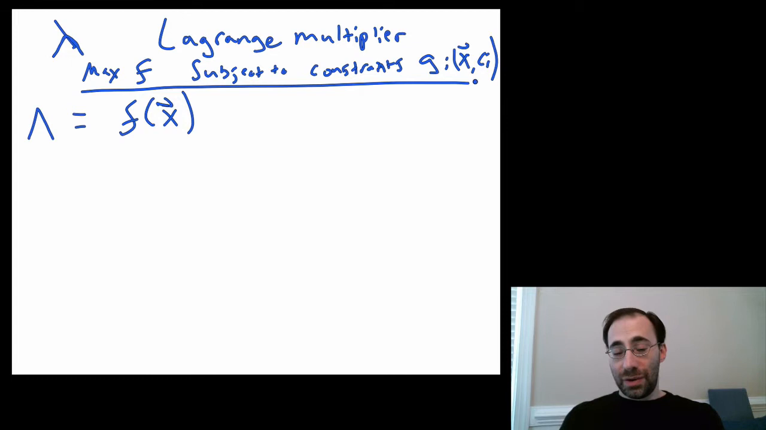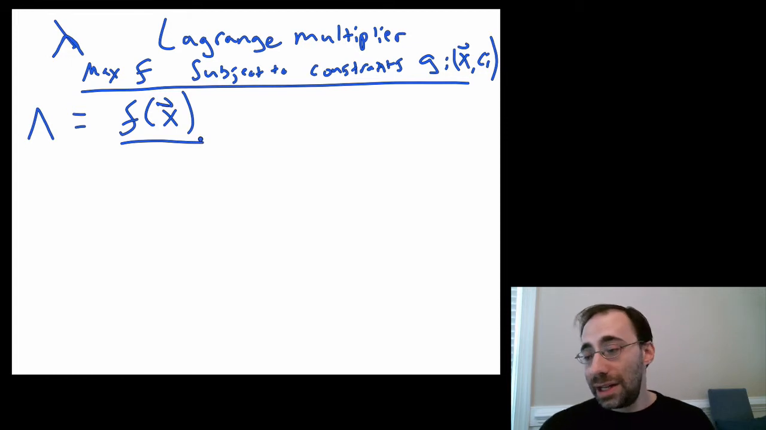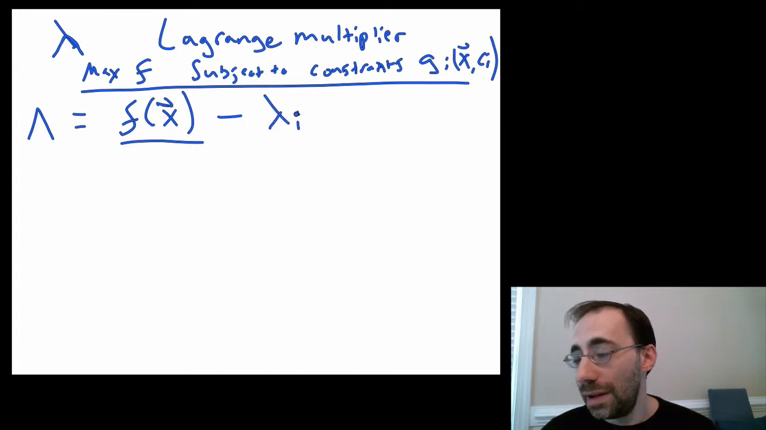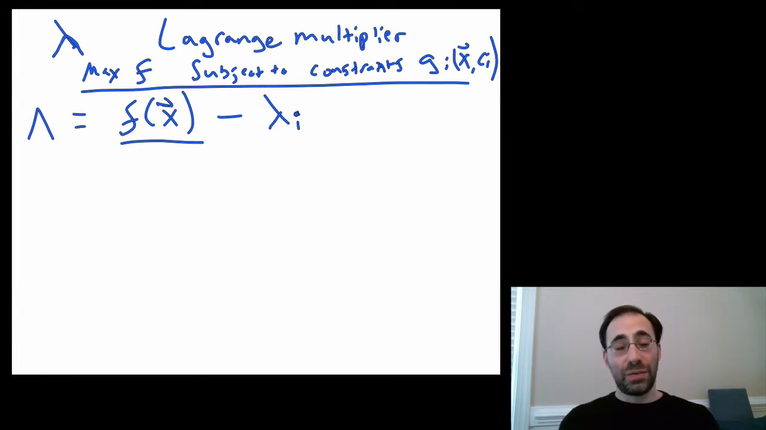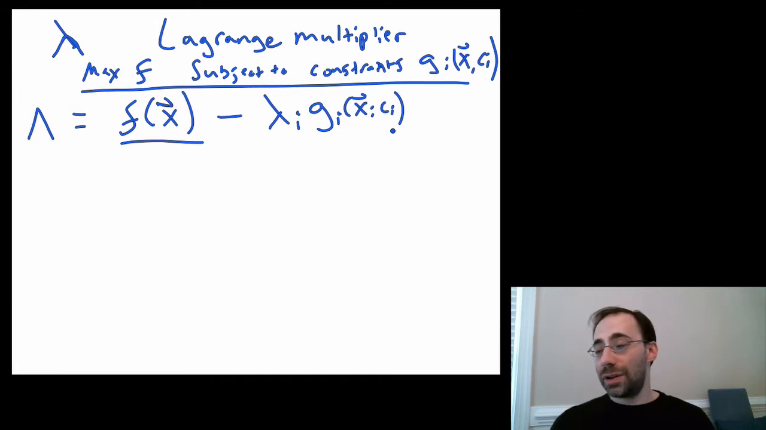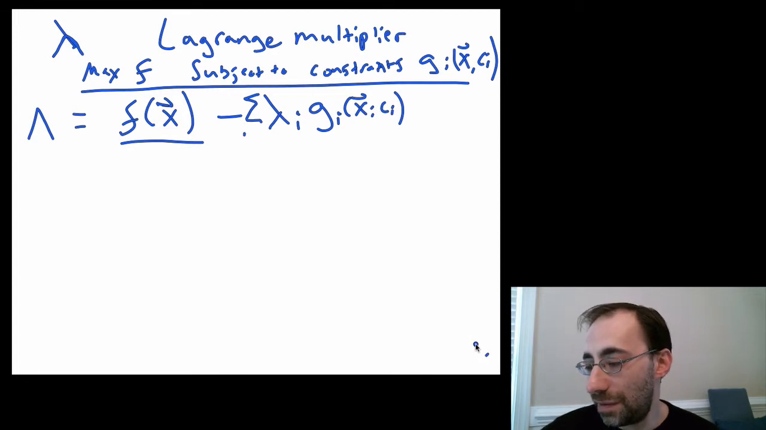Now, the Lagrangian is formed by first taking the original objective function you're trying to maximize, the f, and subtracting for every single constraint the Lagrange multiplier. I have a subscript i again. There's one lambda for every constraint. Each one is a different Lagrange multiplier times the constraint. And this is the Lagrangian, and then you're going to sum this over all the constraints. I'll leave off the bounds because whatever number of constraints you have, that's how big the sum is.